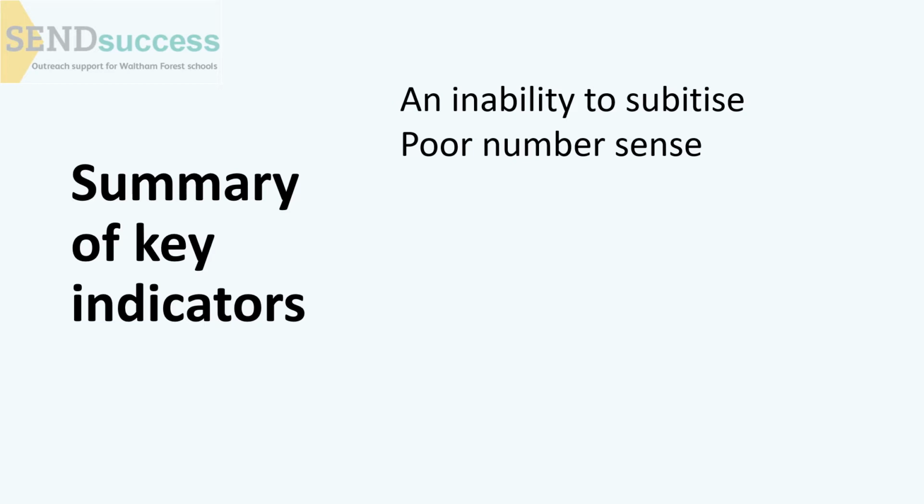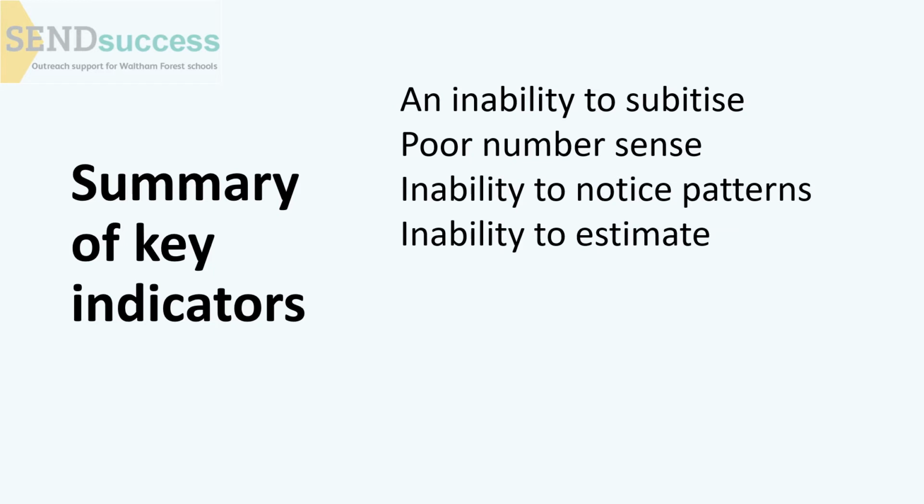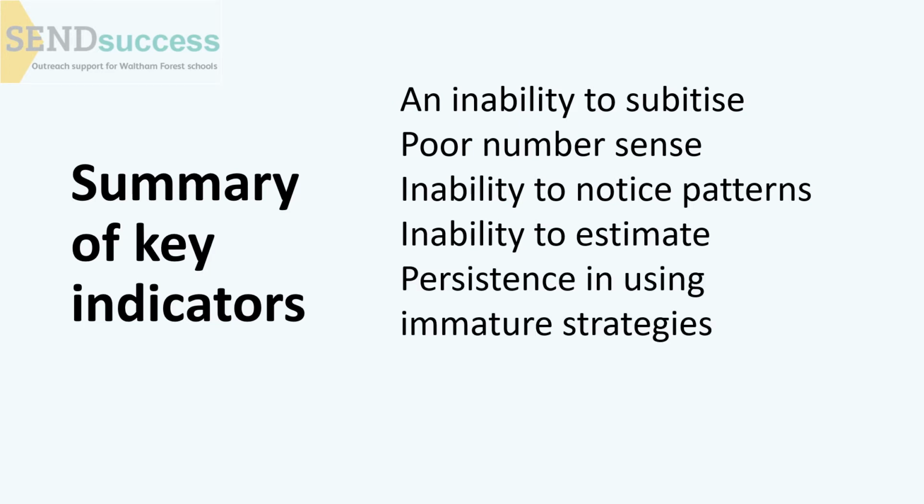And a poor memory for facts and procedures, and that numbers stand for a quantity. This inability to notice patterns, difficulty sequencing, and an inability to generalize. An inability to estimate. They have no sense whether an answer obtained is right or nearly right, or whether something is reasonable. This impaired sense of number size and trouble with quantity. And persistence in using immature strategies, which I want to have a look at in a little bit more detail now.